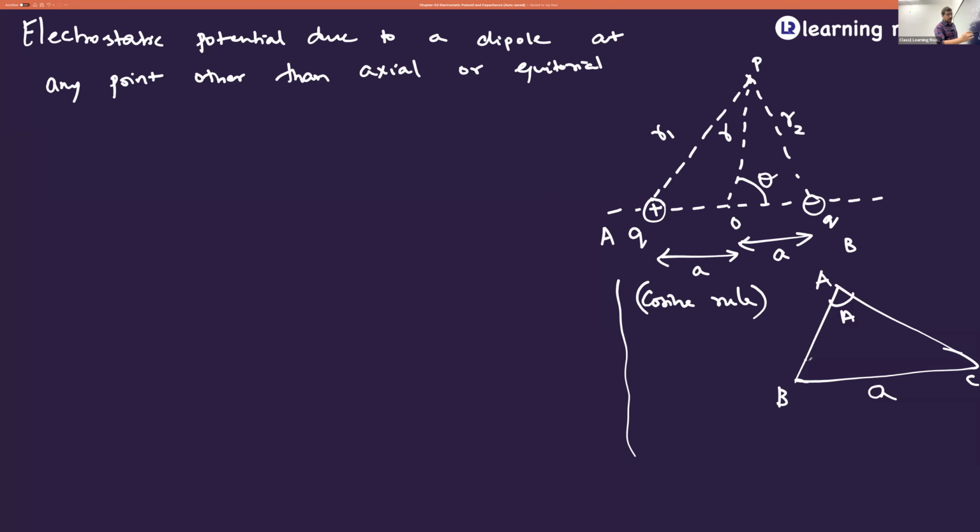Similarly, take this to be B, the side opposite to B is called small b, and here if I take this to be C, this is called small c.